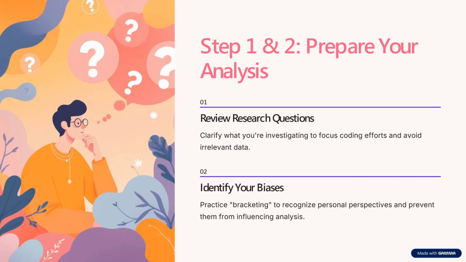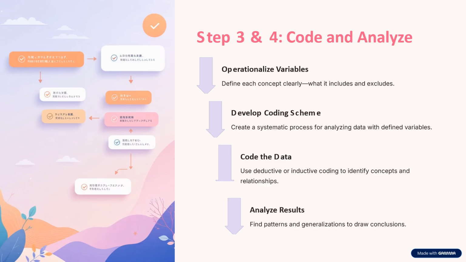How to conduct a qualitative content analysis. There are 4 steps in preparing your analysis. The first step, to review research questions. Clarify what you are investigating to focus coding efforts and avoid irrelevant data. The second step is to identify your biases. Practice bracketing to recognize personal perspectives and prevent them from influencing analysis.